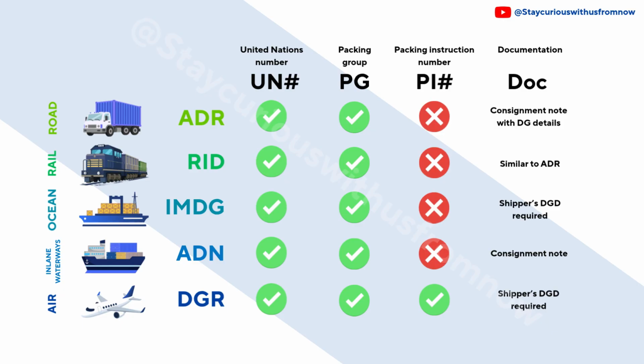For inland waterways, under the ADN, the pattern remains consistent. UN numbers and packing groups are mandatory, PI numbers are not used, and documentation is provided through a consignment note. And finally, for air transport, the IATA Dangerous Goods Regulations, or DGR, include all three identifiers: UN number, packing group, and packing instruction number. Air transport is the only mode that uses PI numbers because packaging requirements are much stricter. Documentation also requires a shipper's dangerous goods declaration, confirming compliance with IATA's safety standards.